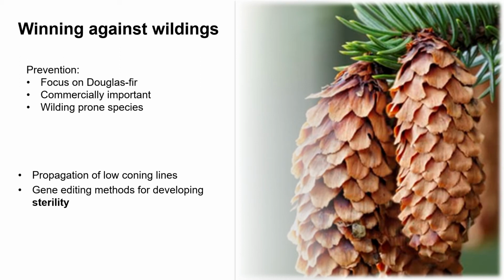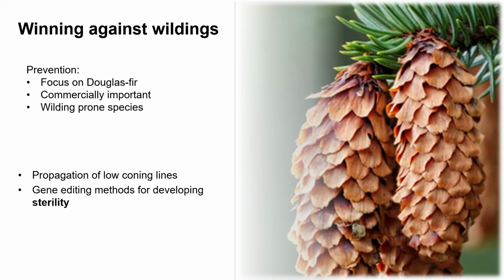And it was in this prevention aim that we worked. Our focus was on Douglas fir, and the reasons for this are that Douglas fir is a commercially important species. It's planted commercially, unlike many of the trees which create wildings, and it's also very wilding prone. So if we're to continue to be able to plant Douglas fir, we need strategies to make sure it doesn't generate future wildings.